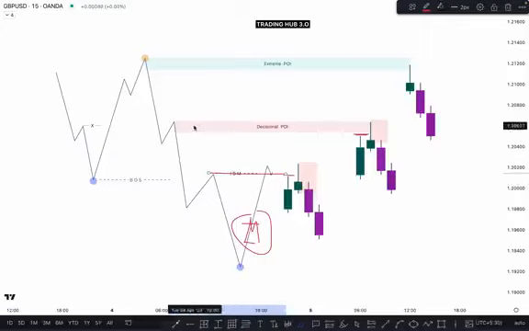Why are we taking it here? Because price taps on after taking out the inducement and taps on the decisional. That's why we are taking it. What happened here? Tap on extreme and previous candle high sweep here. We can sell here. Simple.